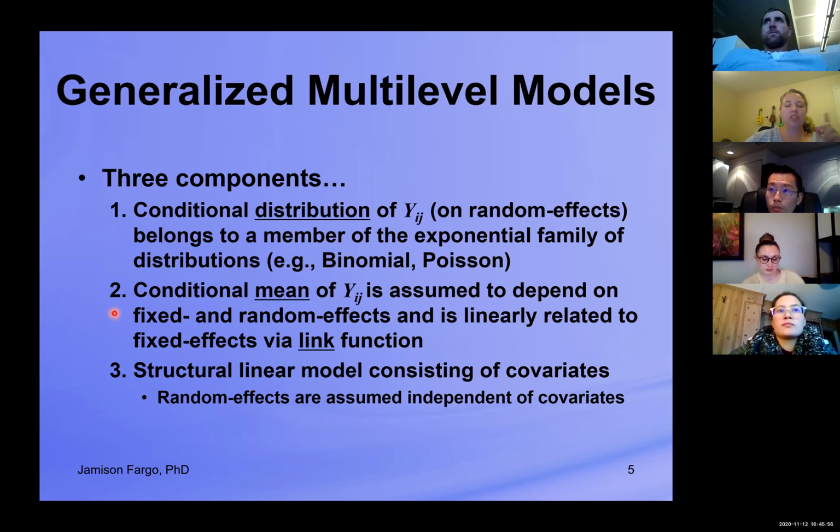And then this number 2, this is the one I was trying to find the words for. The conditional mean of y is assumed to be dependent on fixed and random effects and is linearly related to the fixed effects via the link function. So this is saying that we can use the fixed effects to predict the average value of all people that have those fixed values. We have the covariates. We assume the random effects are independent of the covariates.